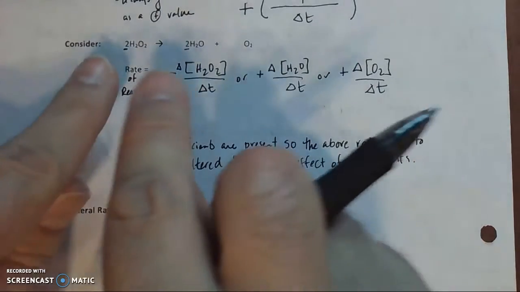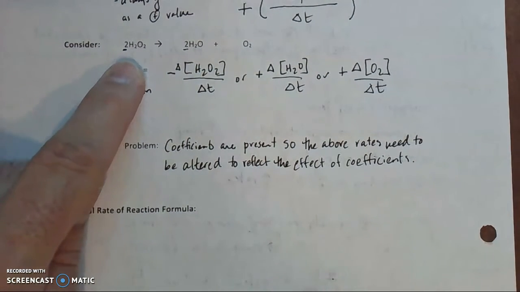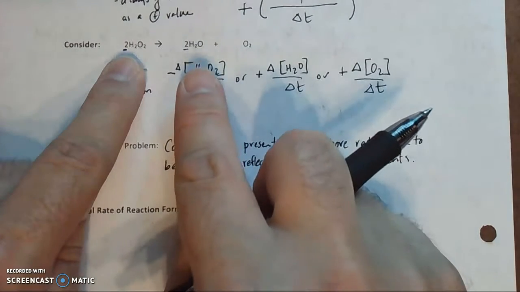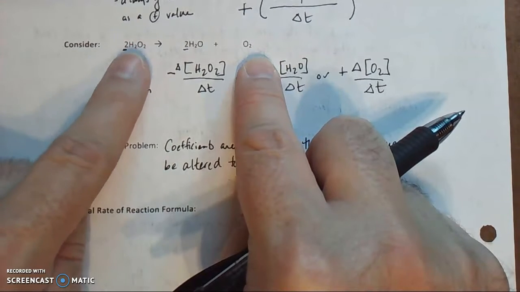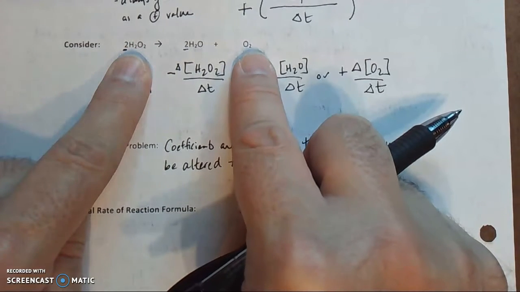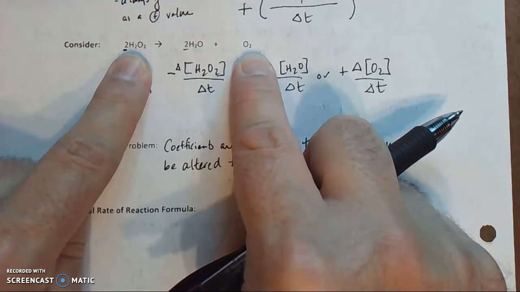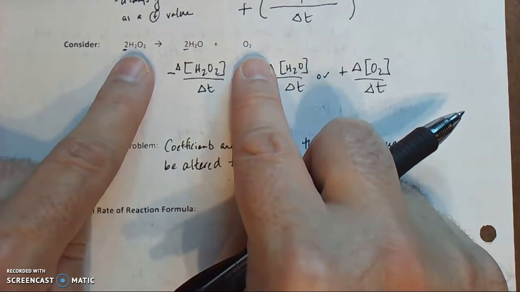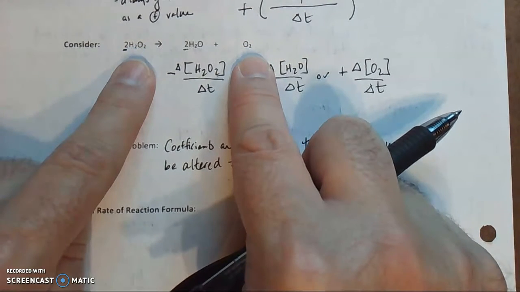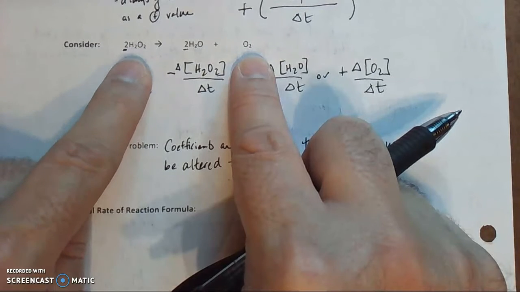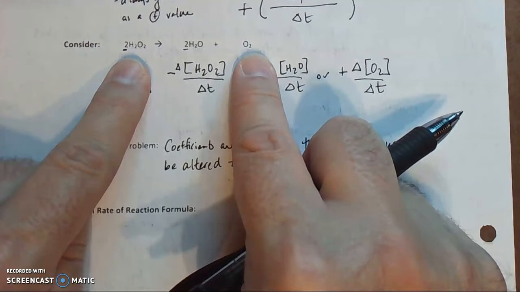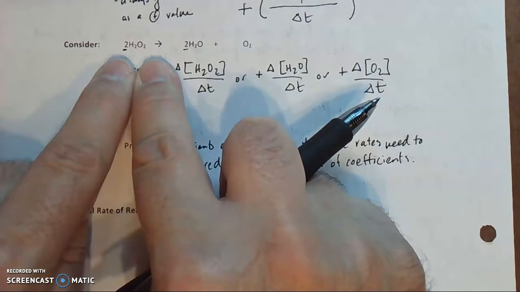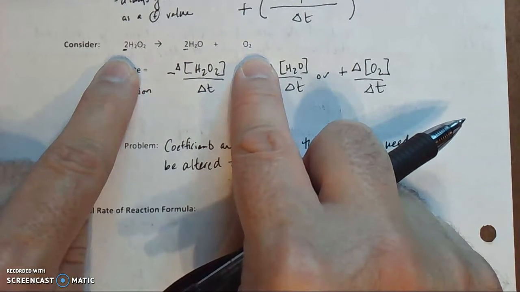So if we look at the reaction, peroxide with that 2 means it takes 2 moles of peroxide and gives us 2 moles of H2O, but only 1 mole of O2. So every 2 moles of peroxide, we only get 1 mole of oxygen. So in order to make these two equal, we know that this and this are in a 2-to-1 or 1-to-2 ratio, depending on how we look at it. So half of this rate would equal the rate of formation of this.